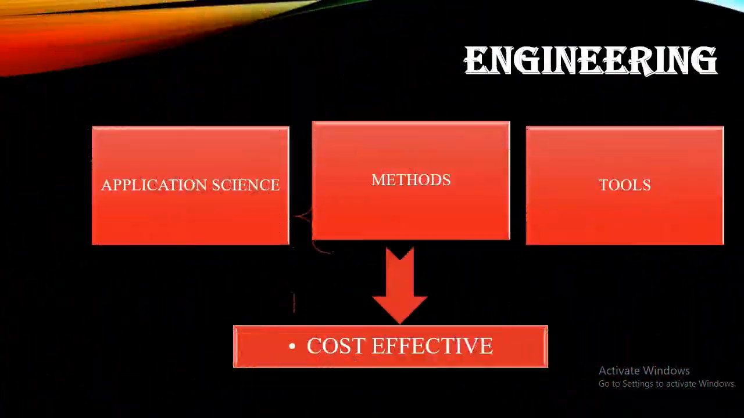So before going to the definition of software engineering, let me clear about what is engineering and what is software. Coming to engineering, the definition goes like this: it is an application of science, methods and tools which are combined together to form a cost-effective solution. So the output should be a cost-effective solution. And this is the definition of engineering.